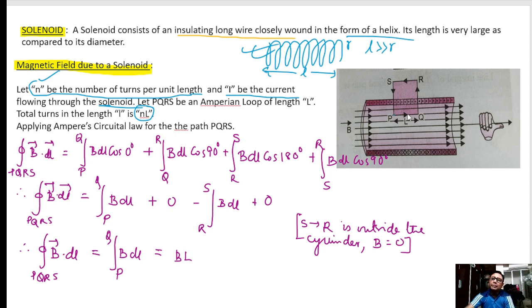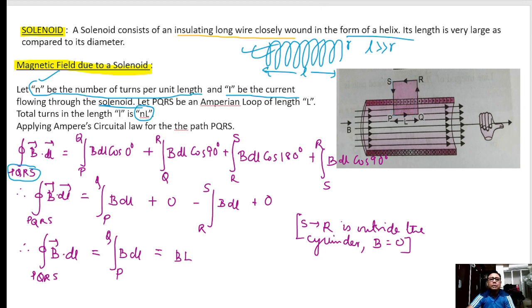We want to apply the Ampere circuital law in the closed path. So here we are applying the Ampere circuital law in the closed path. First it will be P to Q, then Q to R, then R to S, and then S to P. So four parts.